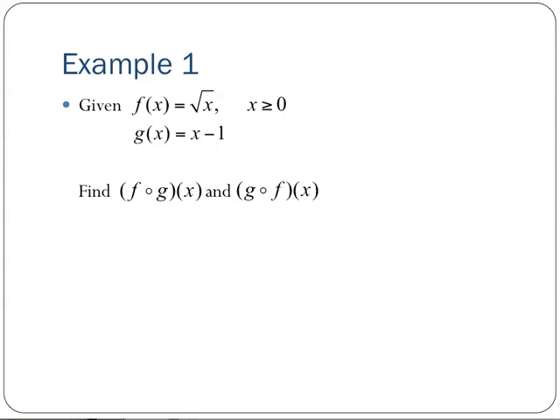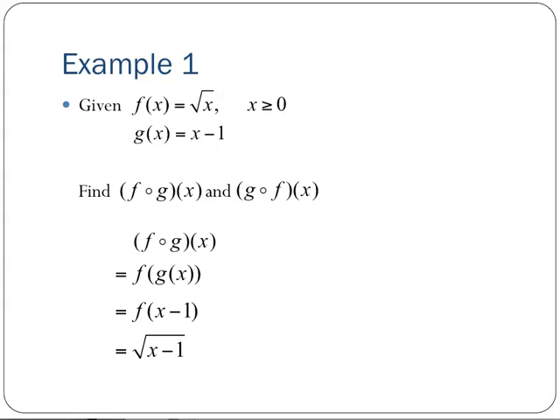So f composed with g of x, that means that g is the inner function and f is the outer function. So we are going to take that x minus 1 and we are going to put that in as our input into our outer function, which is the square root of x. So this becomes the square root of x minus 1.